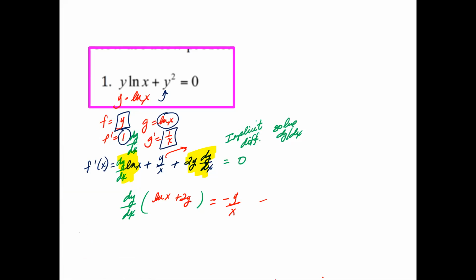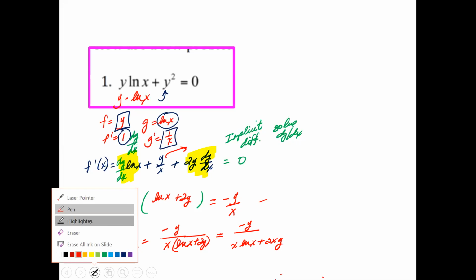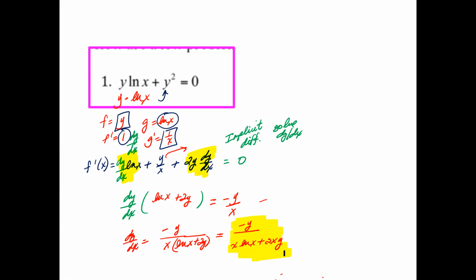And then you're going to divide this on both sides. So you have dy over dx is equal to negative y over x, and if I divide it, it's going to have ln x plus 2y in the denominator. And this is actually going to be your answer. The only other way you can rewrite this is if you distribute the x in there, so you have x ln x plus 2xy. And that is your answer, you guys, for the dy over dx.